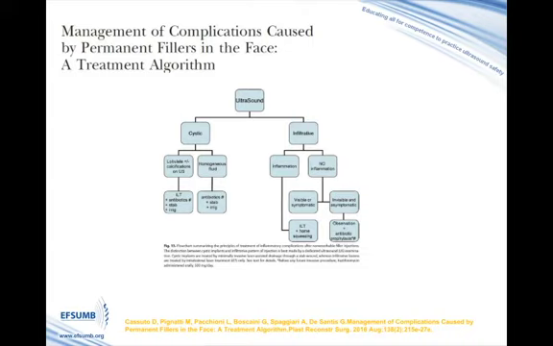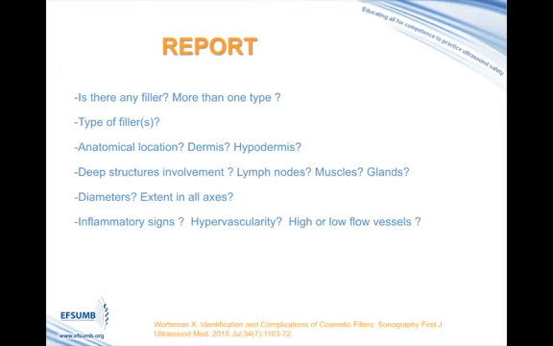So the ultrasound report should say if there's any filler, if there's more than one type of filler, what filler we are talking about. We have to identify the filler or the fillers, the anatomical location, if the filler is in the dermis or the hypodermis, if there is involvement of deep structures, for example, if there is presence of fillers in the lymph nodes, in the muscles, or in the glands, the extent of the deposits in all axes, and if you have inflammatory signs in the periphery, and what type of vascularity we are dealing with.